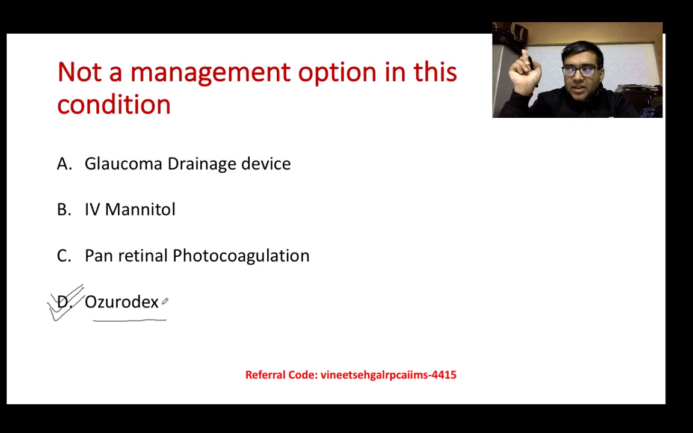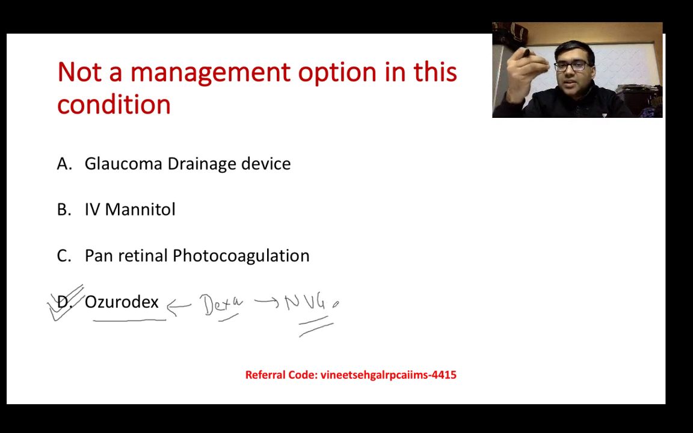Remember, Ozurdex, which is a dexamethasone implant, is not used in cases of neovascular glaucoma. Yes, the dexamethasone implant can be used in the macular edema that is caused, but not in cases of neovascular glaucoma, because this dexamethasone implant can paradoxically cause a further rise in intraocular pressure. So the answer here is D.